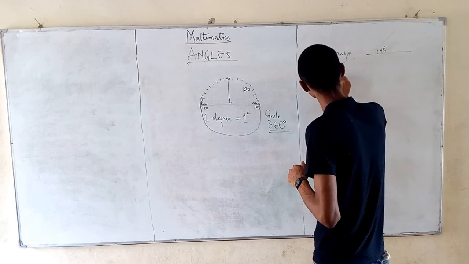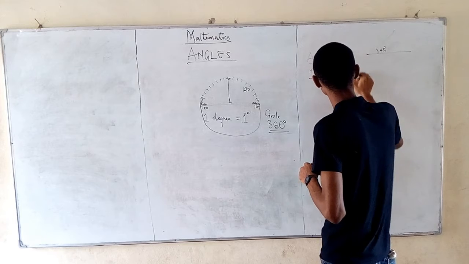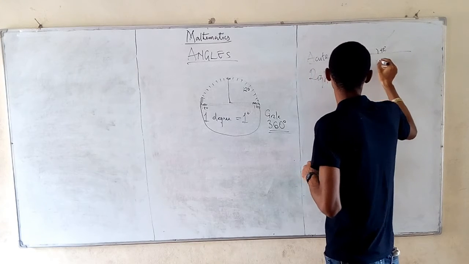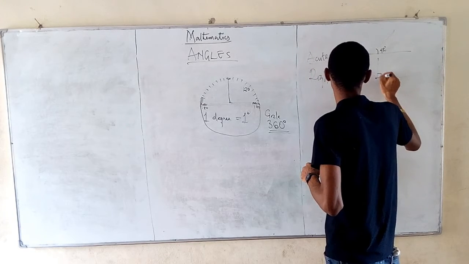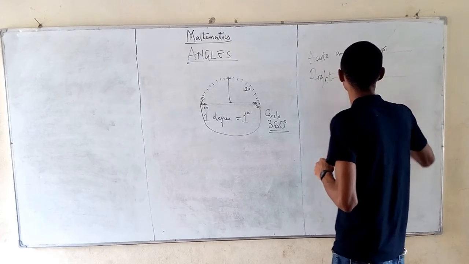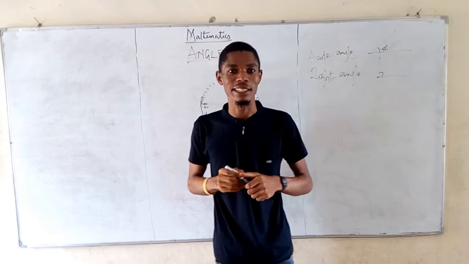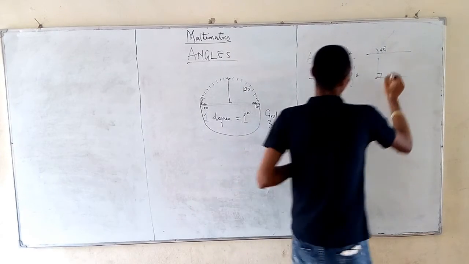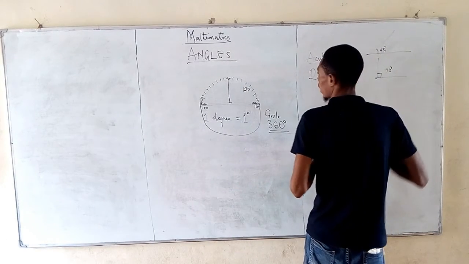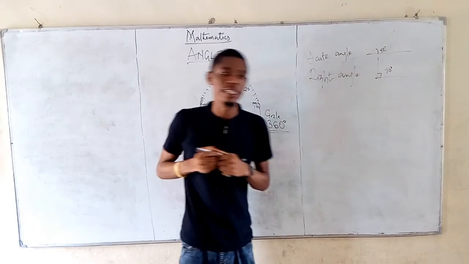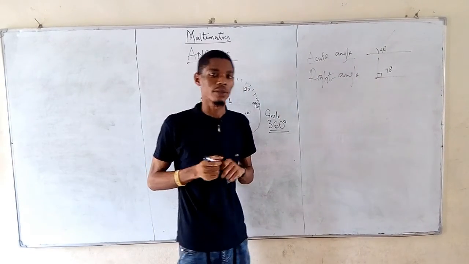And the next one is the right angle. Right angles are angles that are 90 degrees. They are exactly 90 degrees, and they are drawn like this. They are exactly 90 degrees.